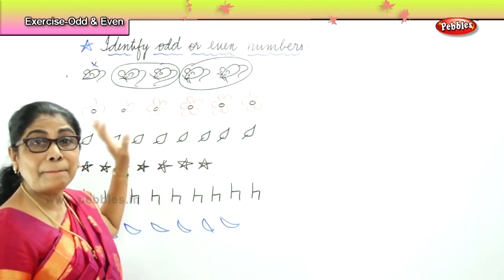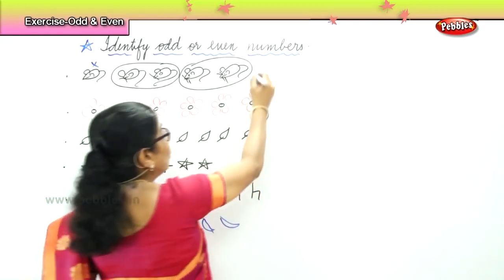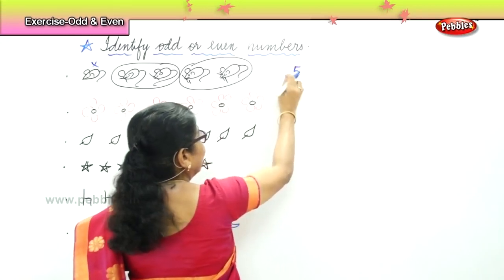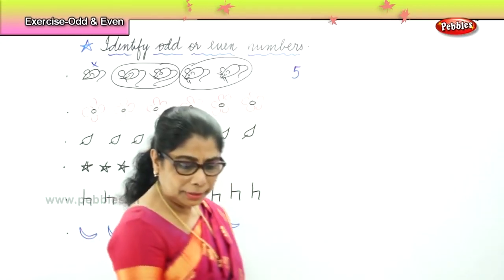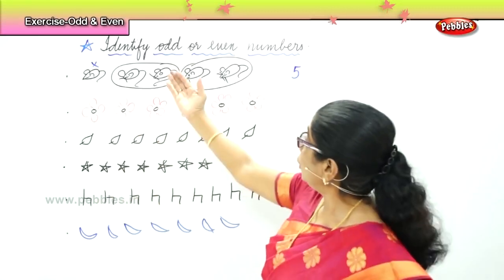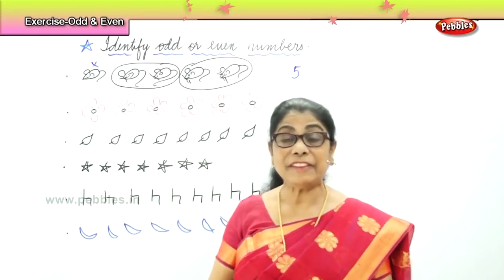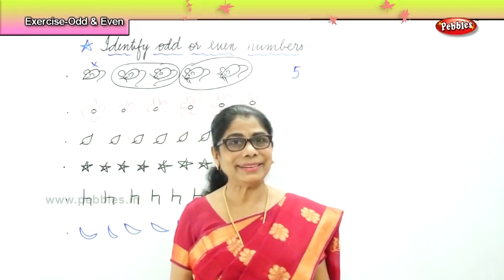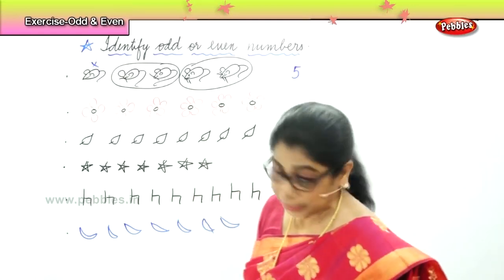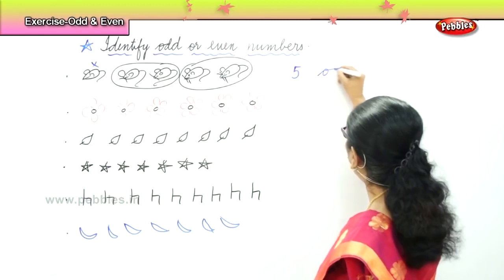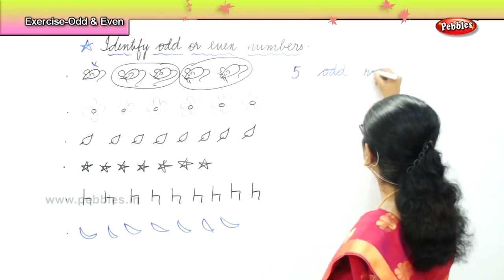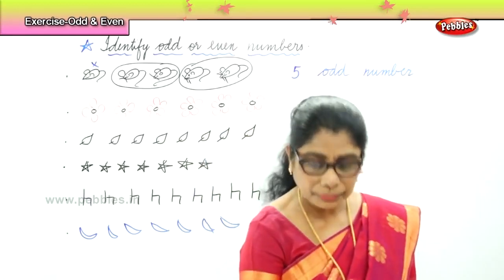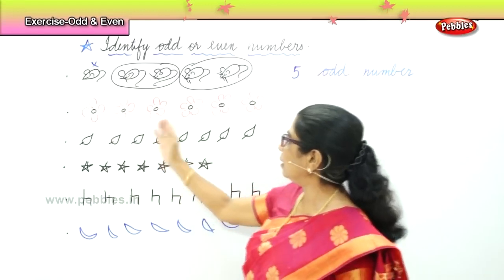So we have number 5. So what do we have here? What is the number when you count? It is 5. Okay, now number 5. You tell me now, the number 5. Is it an odd number or even number? Definitely odd, because it doesn't have a partner. It's an odd number. So number 5 is an odd number. Why? Because 1 is left out. Is that clear?